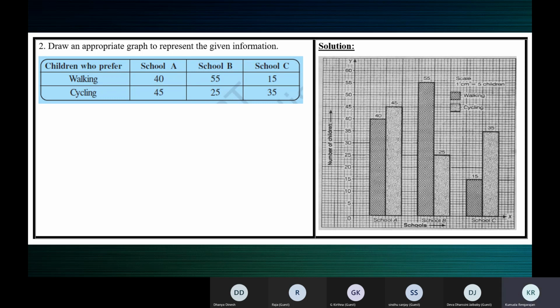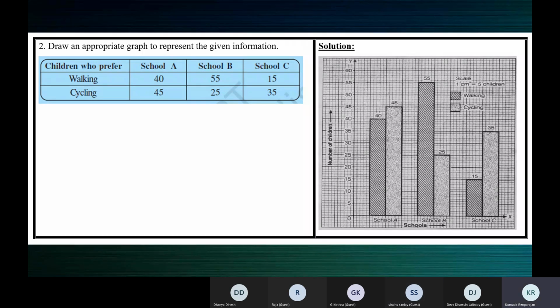School A, walking, cycling, the bars stick together. School B, walking, cycling, the bars stick together. And you can see the same for school C. Are you all getting me? Yes, ma'am.